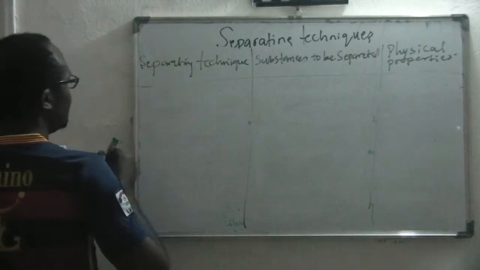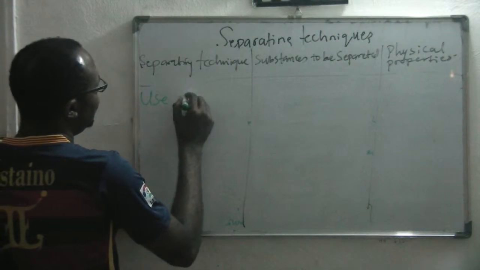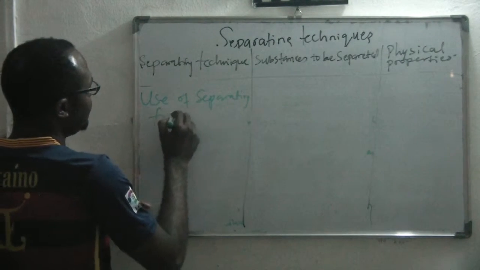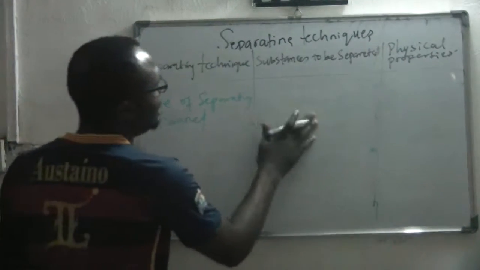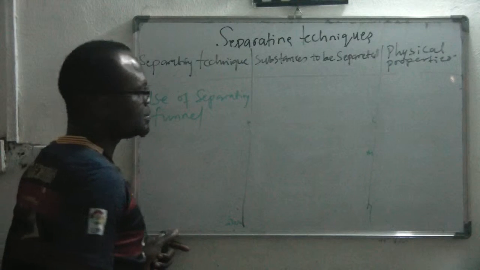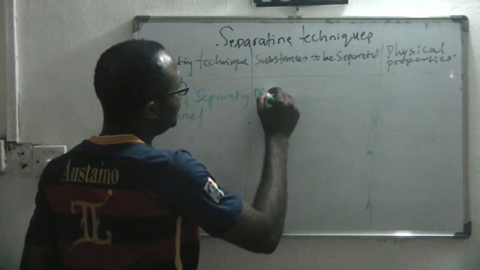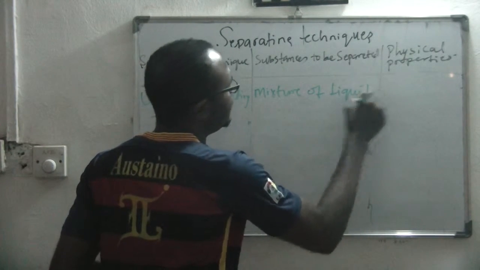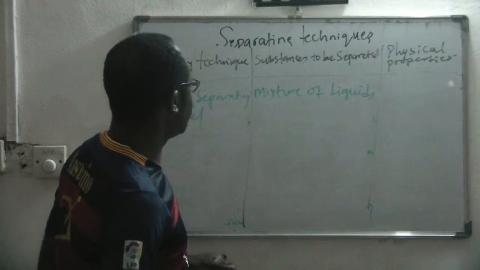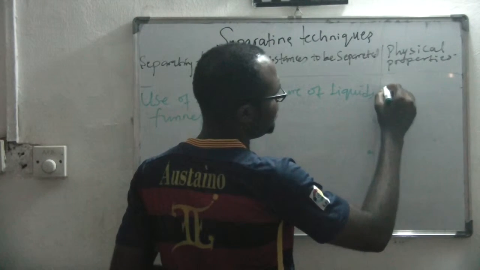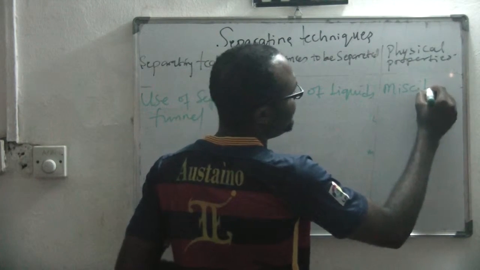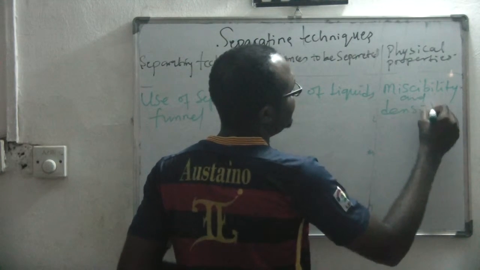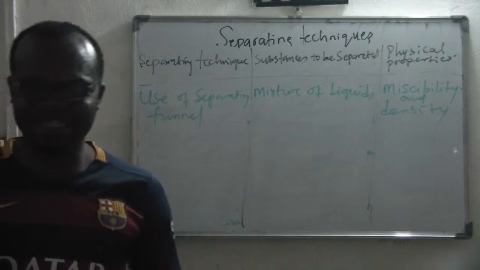There's what we call use of separating funnel. What are the substances that you can use a separating funnel for? Mixture of liquids, isn't it? What is the physical property used here? Miscibility and density. You understand? Miscibility and density.